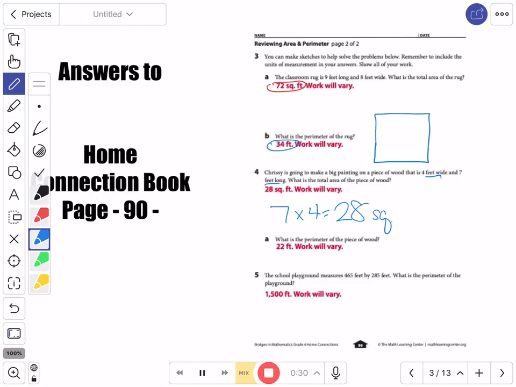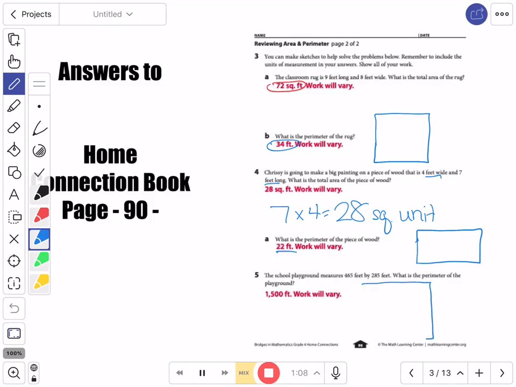Chrissy is going to make a big painting on a piece of wood that is 4 feet wide and 7 feet long. What is the total area of the piece of wood? 7 times 4 equals 28 square units. Now, if you remember, area takes up space, so we say square units because we're talking about the amount of space it takes up. And for the perimeter of the piece of wood, that would be 4 plus 7 plus 4 plus 7, which would be 22 feet. When you're talking about perimeter, you don't have to square it because it's simply the distance around.